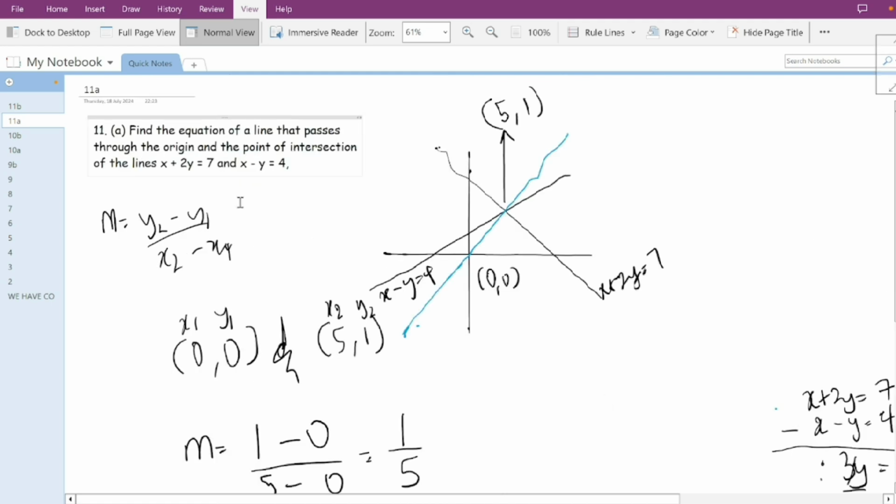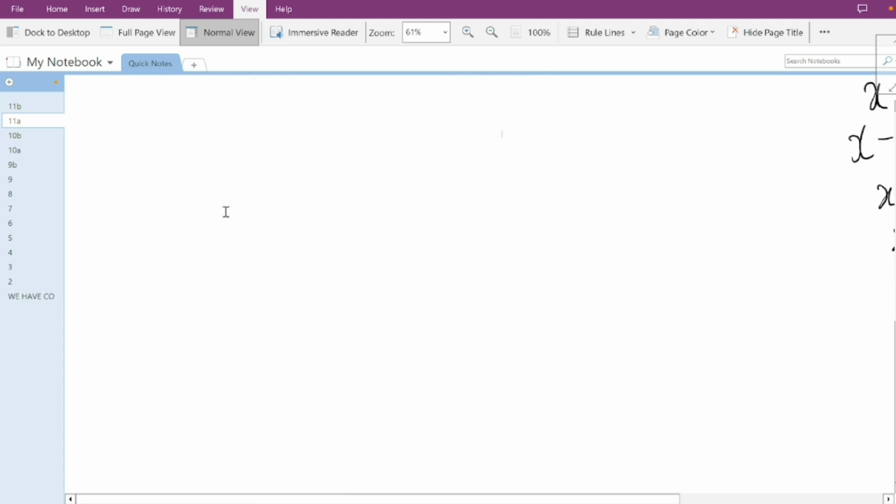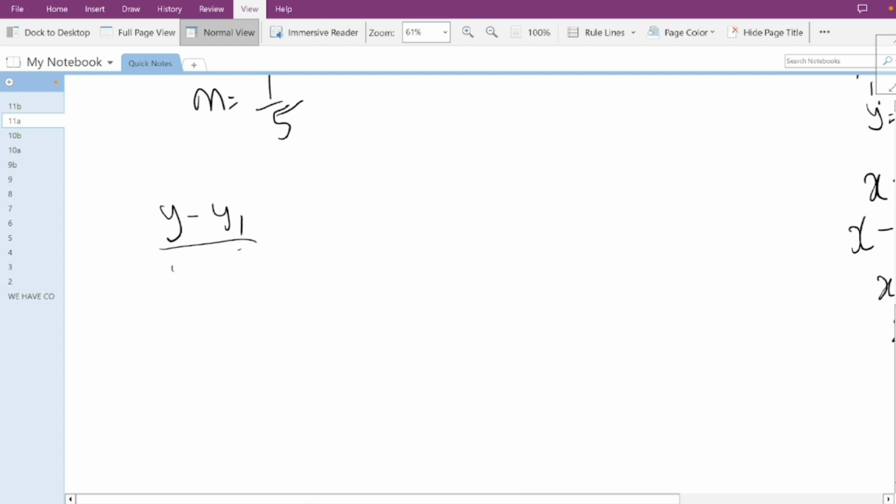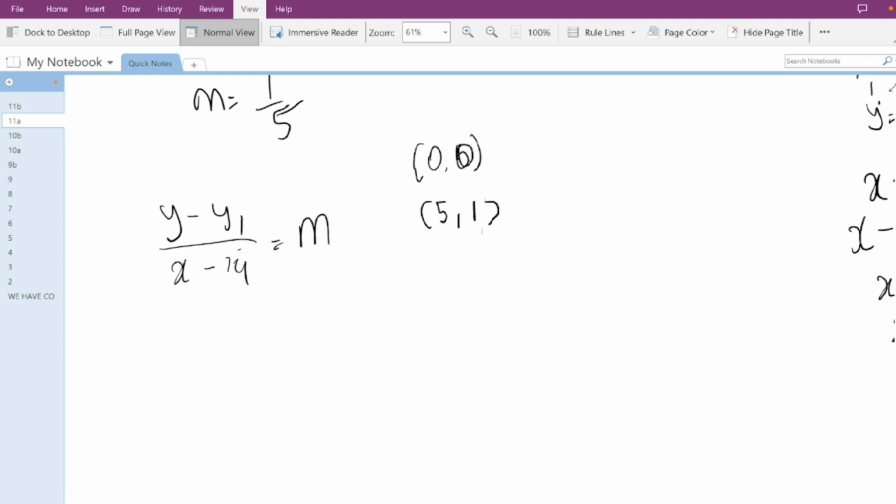Remember, the question says find the equation of this blue line, and the formula to find the equation of the blue line is y minus y1 over x minus x1 equals m, which is the gradient. We know we have our gradient, and we have 2 points on the line, which are (0, 0) and (5, 1). We can use any of these 2 points to find the equation of the line. It's going to give you the same answer. I think we're going to use both of them to show that you get the same answer. So let's start with the first one.